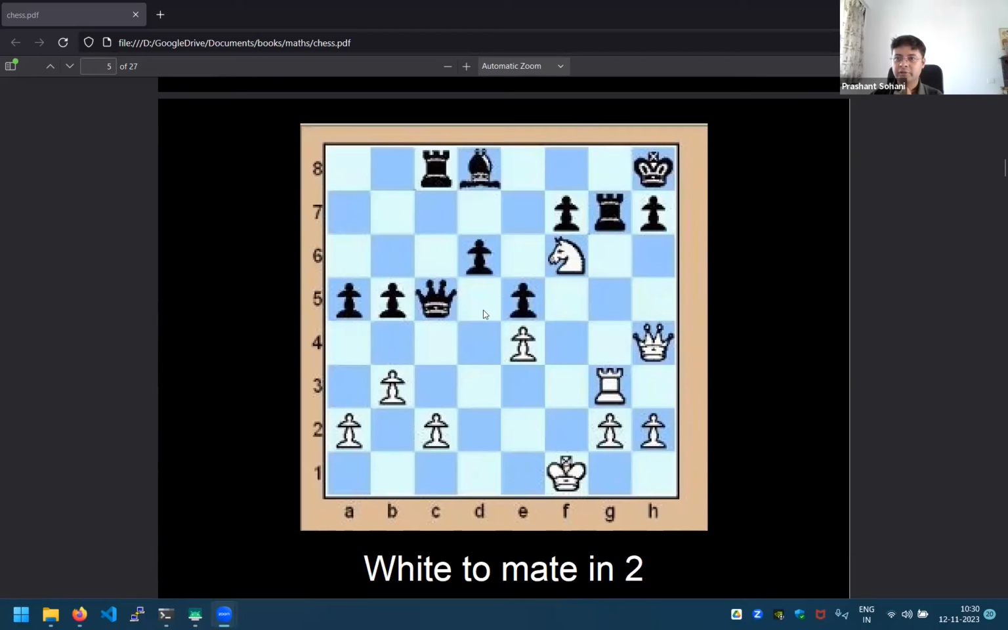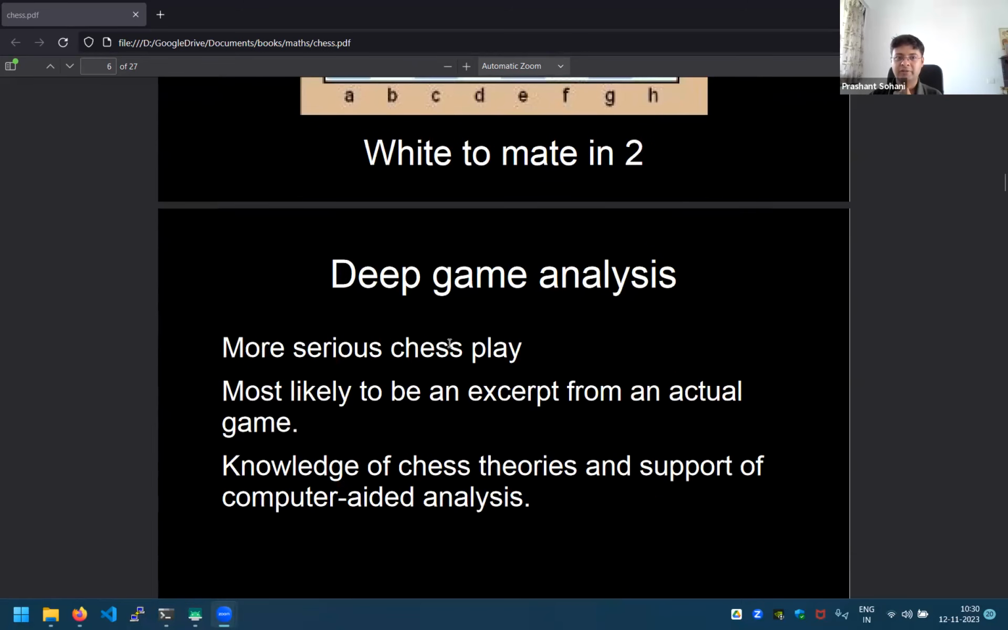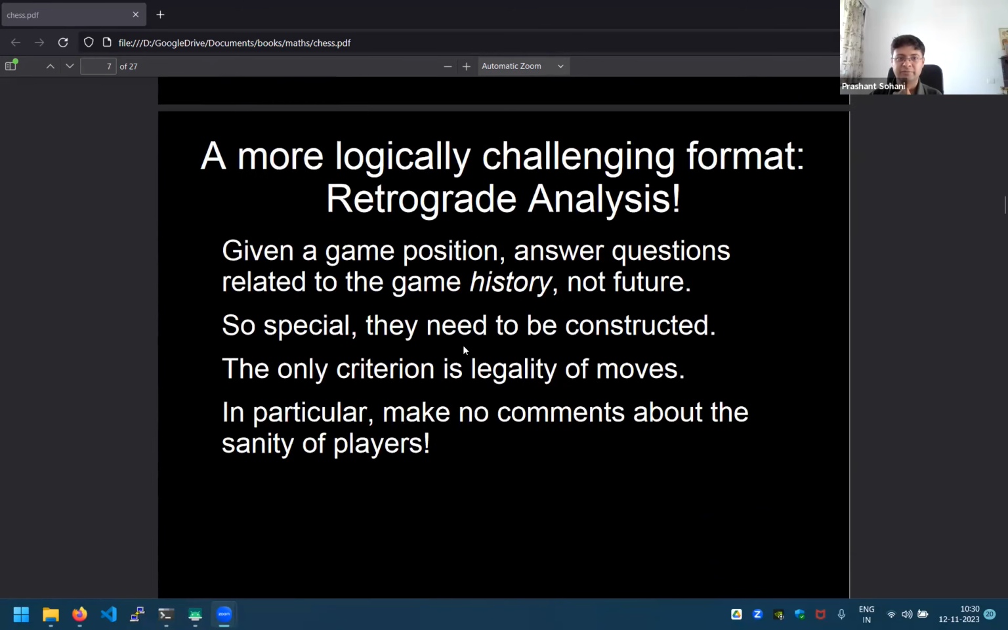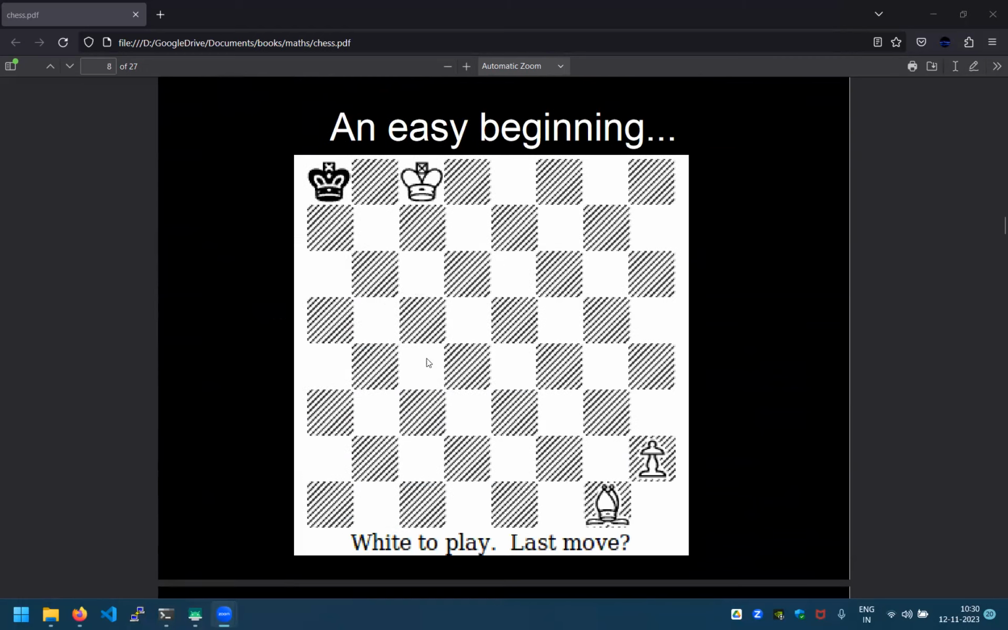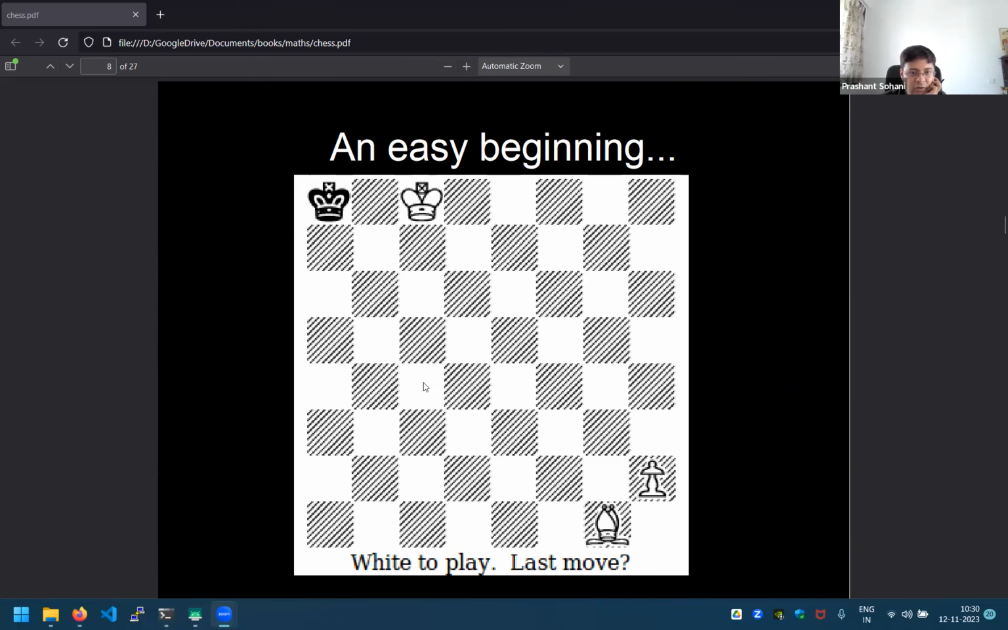These were typical puzzles where we have to find the answer in so and so moves. Yes, sir. Yeah, raise your hand. Sir, I forgot to lower it. Oh, okay, no problem. Okay.